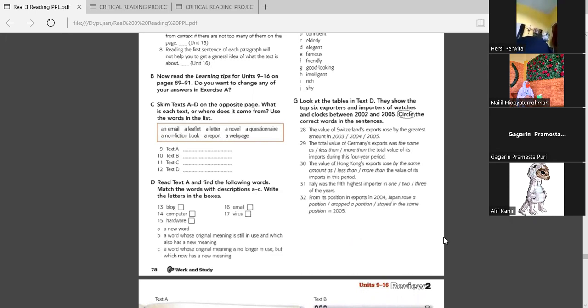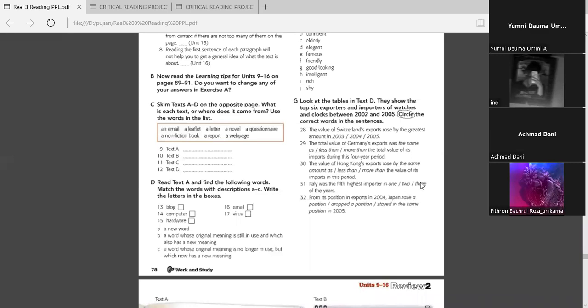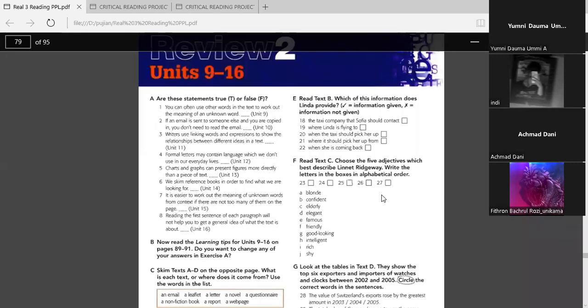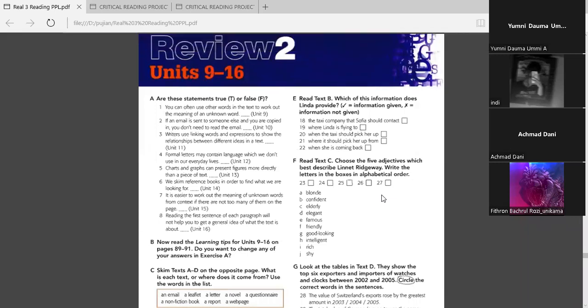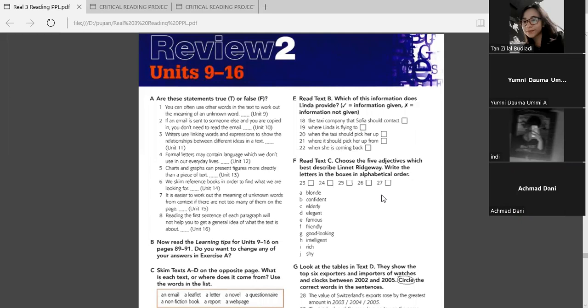Yes. Okay, thank you. Then Fitron. Go on, Fitron. Yes, sir. Point E, read text B. Which of this information does Linda provide? Tick information given or X for information not given. Okay, number 18 is false. False, good. So cross, right? Yes, cross. Okay, then. Well, Linda is flying too. It's false. Cross. Okay, good. When the taxi should pick her up, it's a cross. Cross, good.